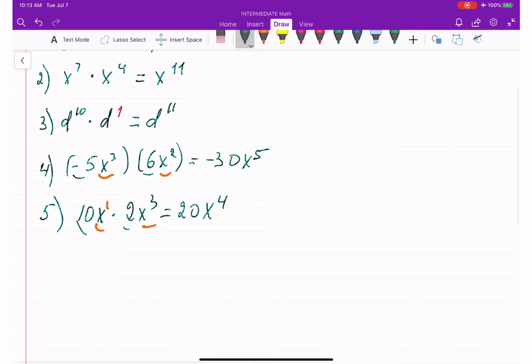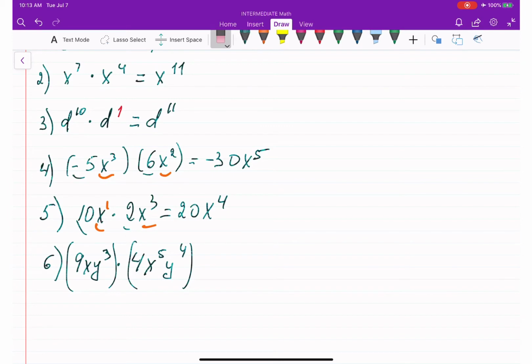Let's elevate a little bit. 9x y cubed times 4x to the 5 y to the 4. Sometimes they put parentheses like this, but realistically there is no need to put these parentheses, okay? Absolutely not. When you have multiplication, you don't need any parentheses. So that's going to be equal. I'm going to multiply 9 with 4, and then x by x to the 5, and y cubed by y to the 4. So we have to find the same base.